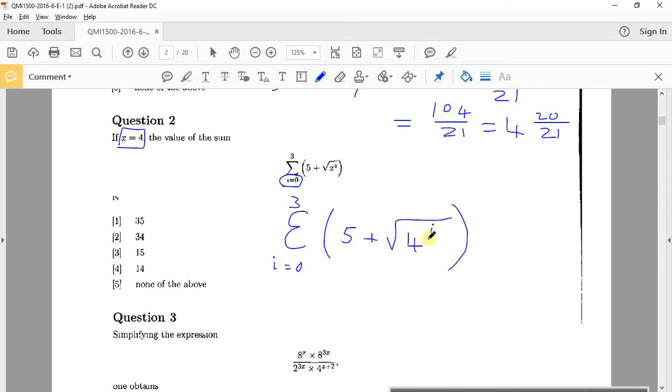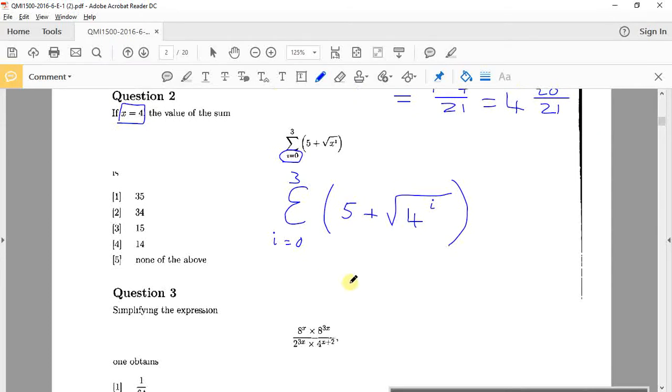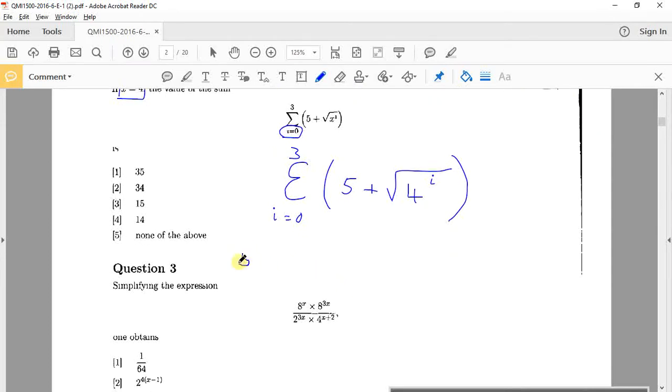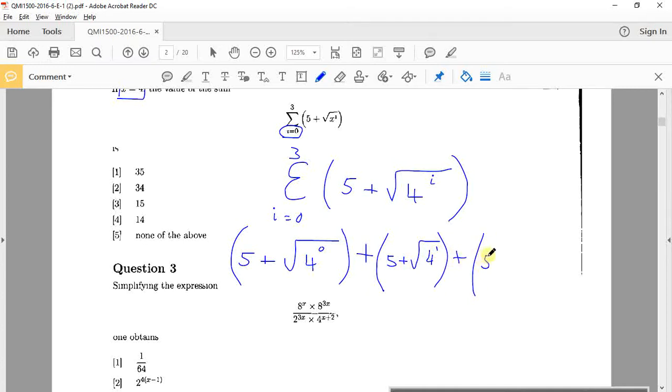So what am I going to do? I'm going to make i 1 to 3. So I'm going to have 3 of these. I'm going to have 5 plus square root 4 to the 0. That's the first term. Then plus 5 plus square root 4 to the 1. Plus bracket 5 plus square root 4 squared plus 5 plus square root 4 to the 3, close brackets.